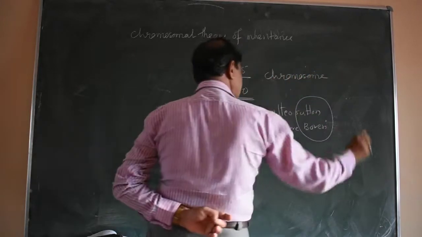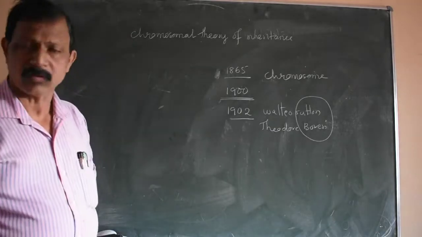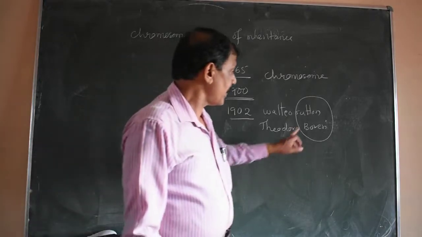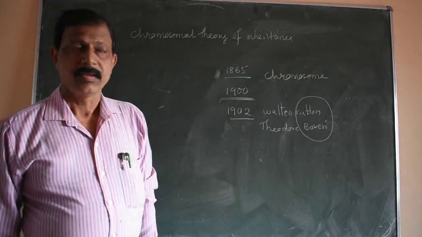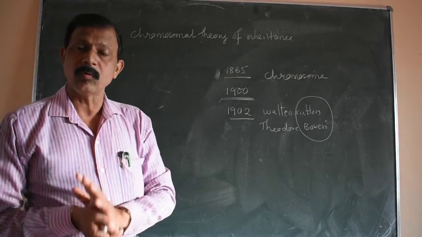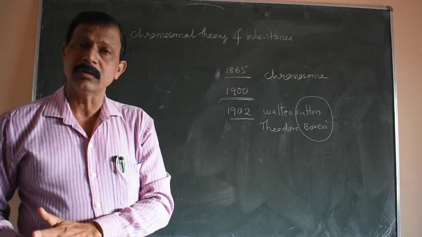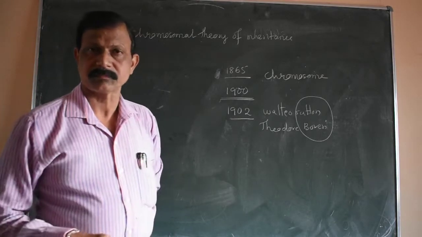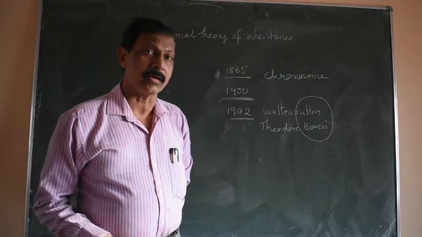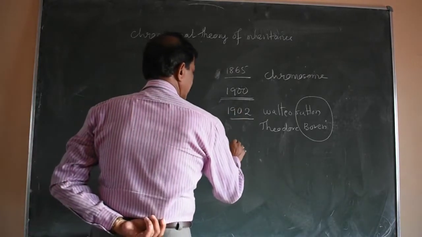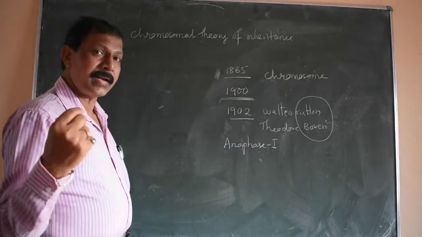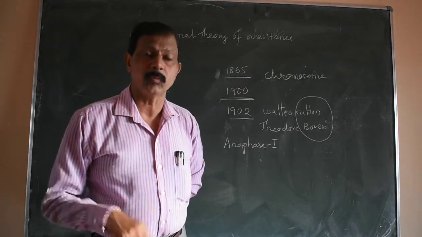The discovery of the chromosome was by Fleming, that we know. But the chromosome and its movement were studied by Sutton and Boveri. According to them, the movement of the chromosome is parallel to the movement of the gene present in it. They also argued that during anaphase 1, the paired chromosomes move to the opposite poles.